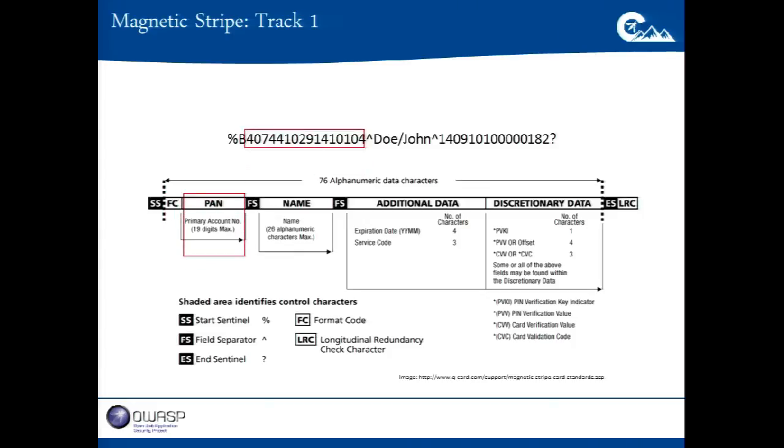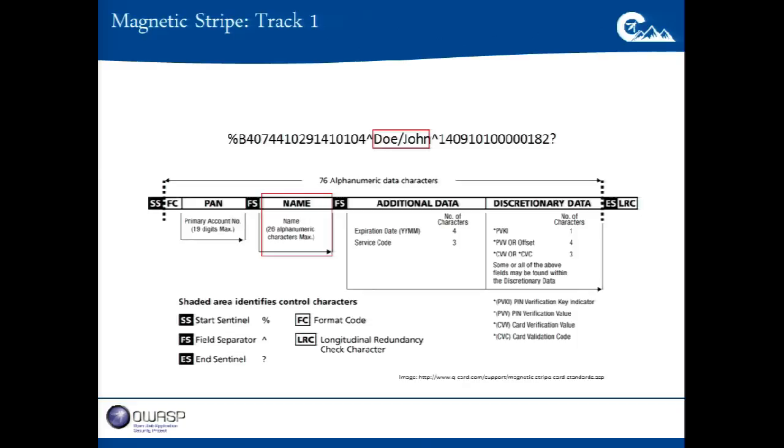After that, what follows is your PAN, or your primary account number. This is basically your credit card number, the same credit card number which is engraved on your card. It's in the magnetic stripe. It has another field separator saying that, okay, the PAN field has ended. The next field is your name field.